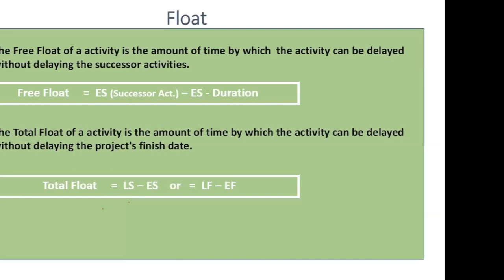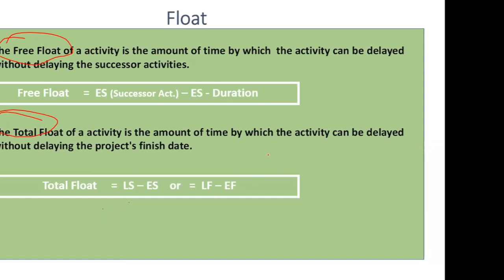So these early start, early finish, late start, late finish dates overall will help you to find out the float, and float will help you to identify whether the activity is critical or not, right? Now, there are two things, free float and total float. So the free float of an activity is the amount of time by which the activity can be delayed without delaying the successor activity.